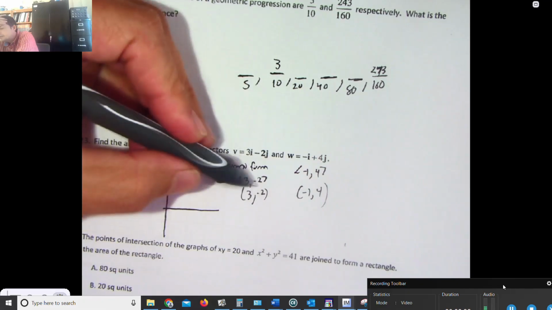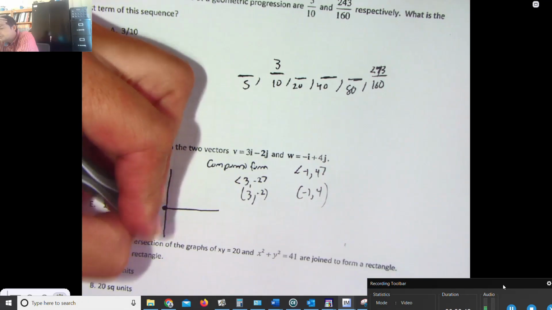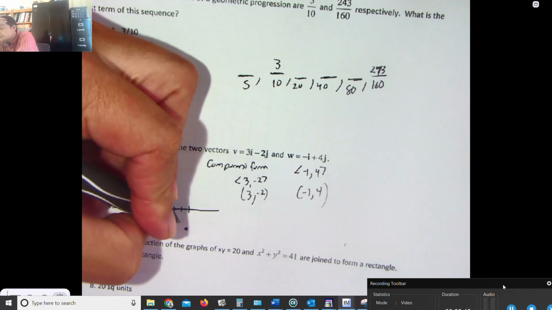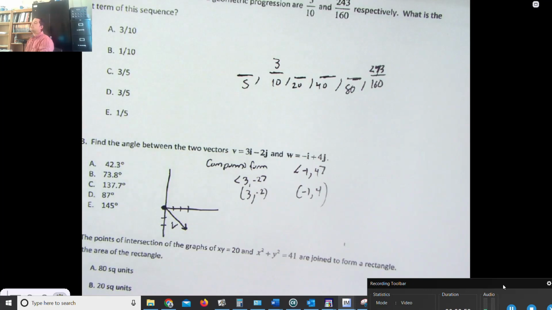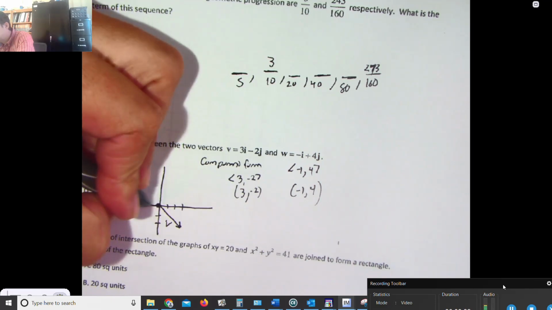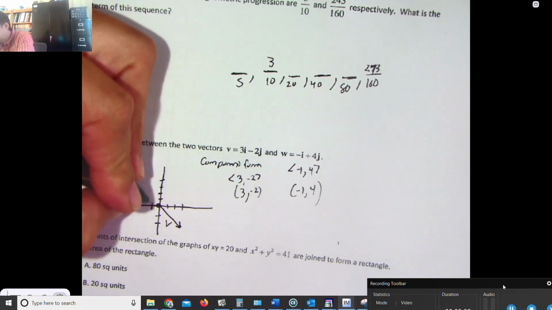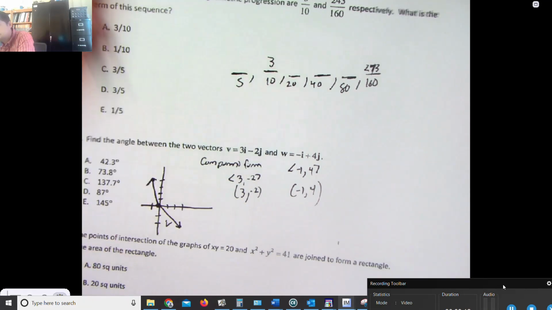So this vector starts at the origin. It goes over 3 units and down 2 units. This is vector v. Vectors have direction and magnitude. And w goes left 1, sorry, w goes left 1. And then w goes up 4. This is what vector w looks like. All right.